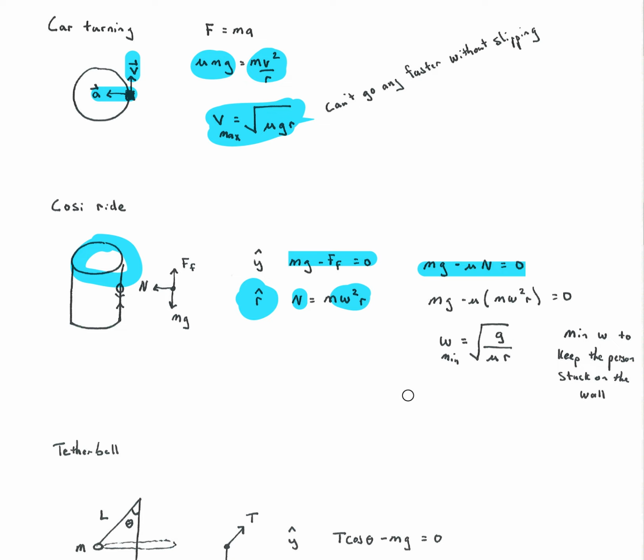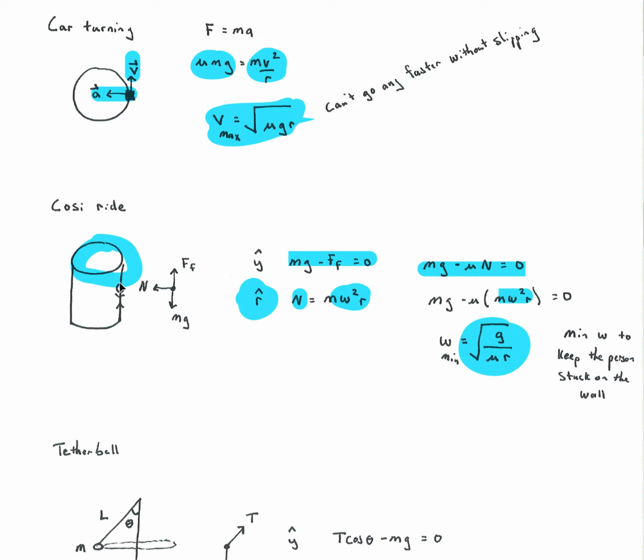And so what I did here is just set these two things equal to 0. And we also always know that the force of friction is mu times the normal force. So I replaced the force of friction by mu n. N is m omega squared r, so I put that there. And then I just solve for omega. This value for omega would be the minimum amount you'd have to spin this thing.